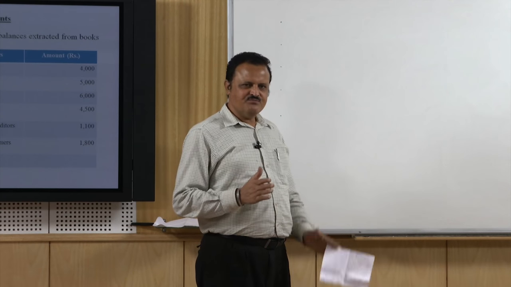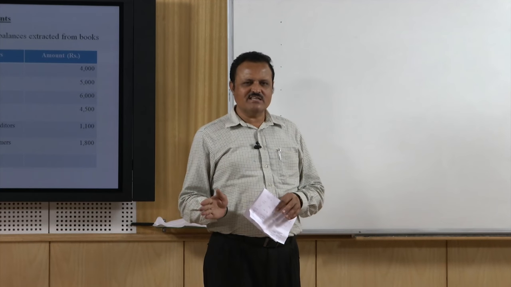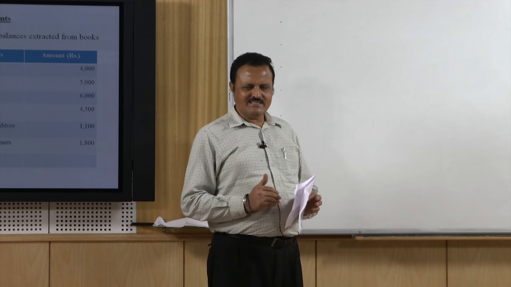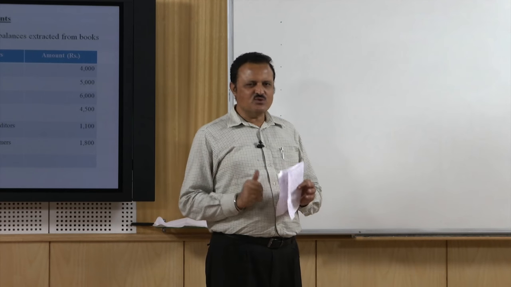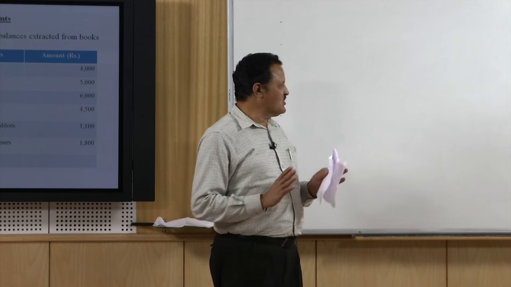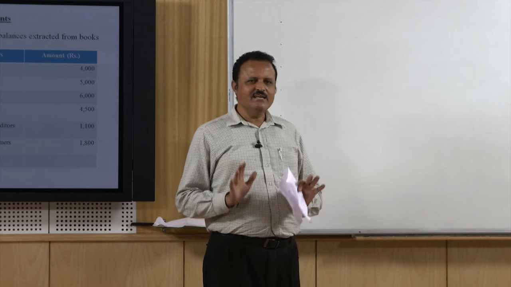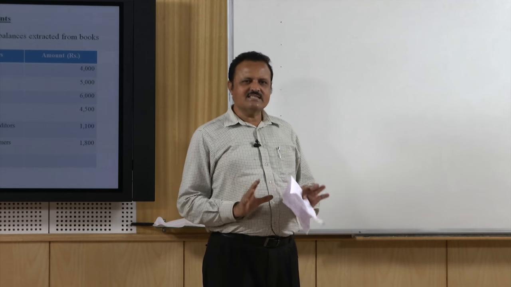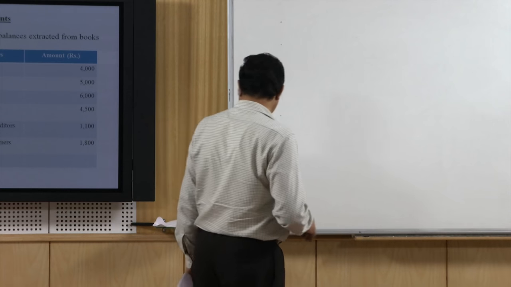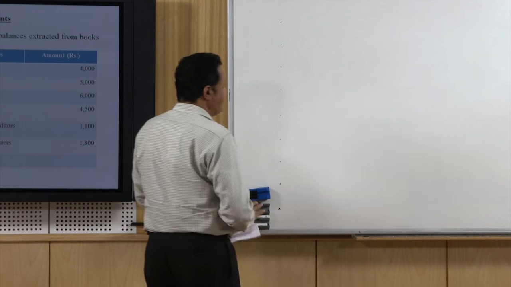As I told you, you cannot prepare the profit and loss account or balance sheet, meaning the financial statements, directly from the ledger. You have to prepare one intervening statement. That statement is called the trial balance. As I told you earlier, it verifies that whatever transactions have been recorded in the journal and posted in the ledger are arithmetically correct, and the balances extracted from these ledger accounts are also correct. From these balances in the ledger, we prepare that intervening statement, called the trial balance.